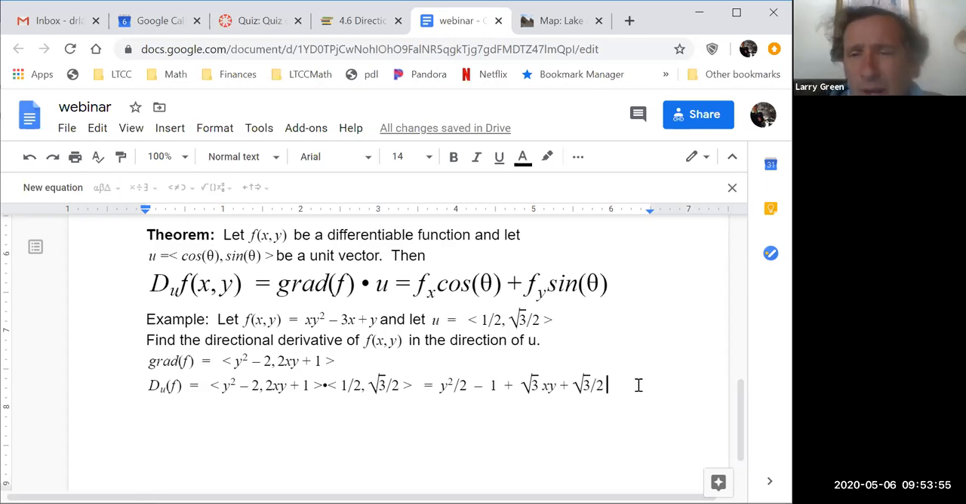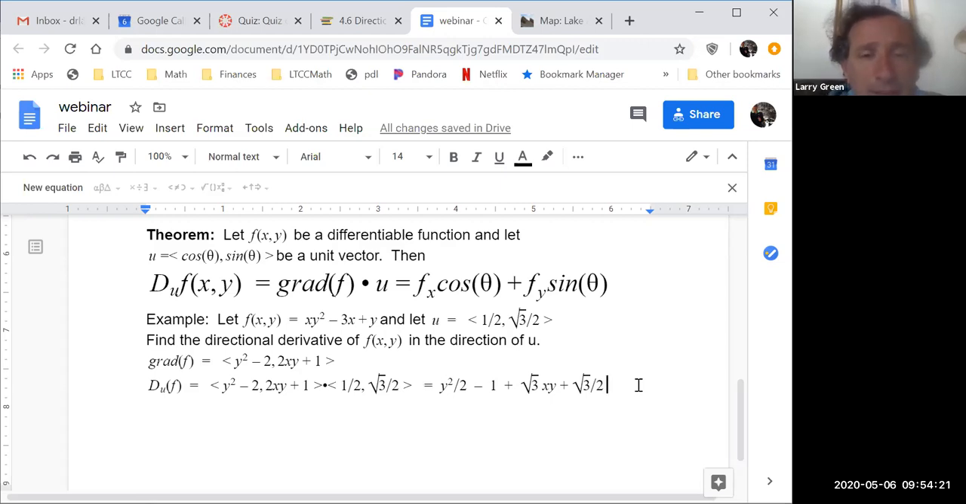So one of the things you need to get straight, by the way, is that gradients are vectors. Are directional derivatives vectors? What do you think? Yeah, directional derivatives are not vectors, they're numbers, because you took a dot product and the answer to a dot product is a number, not a vector.